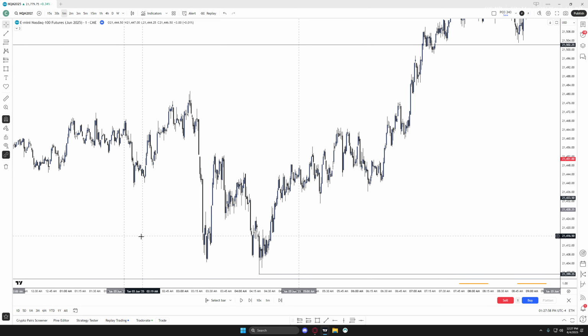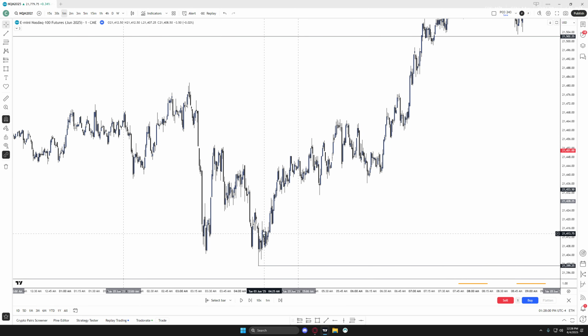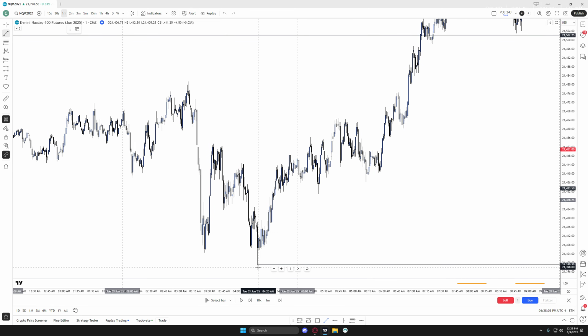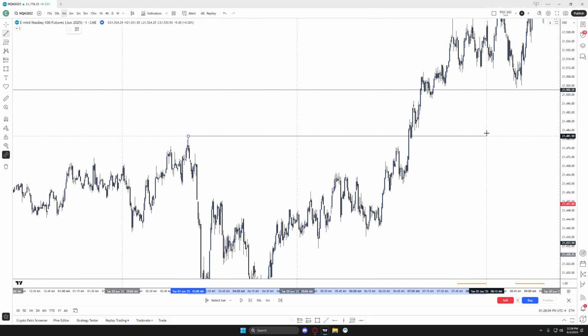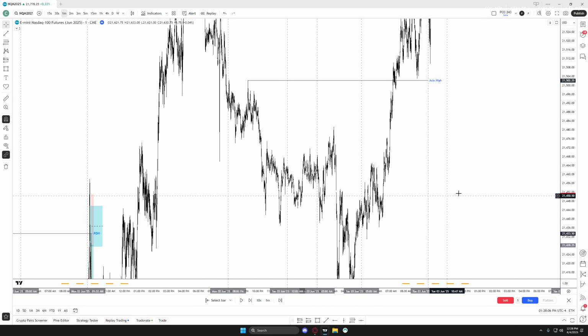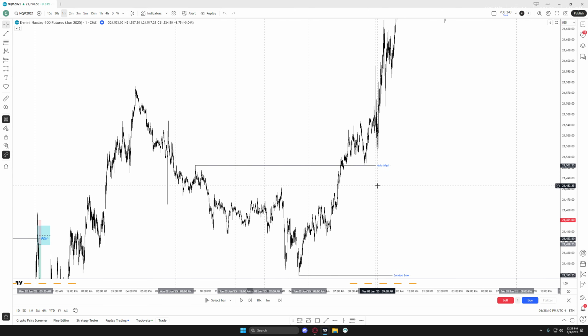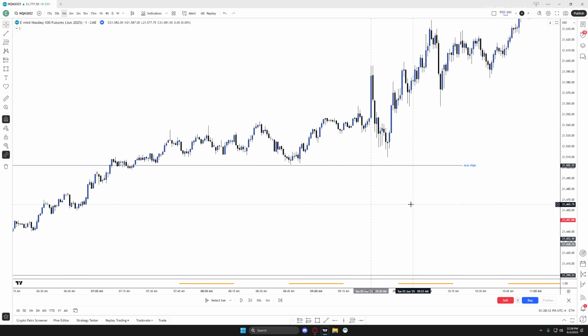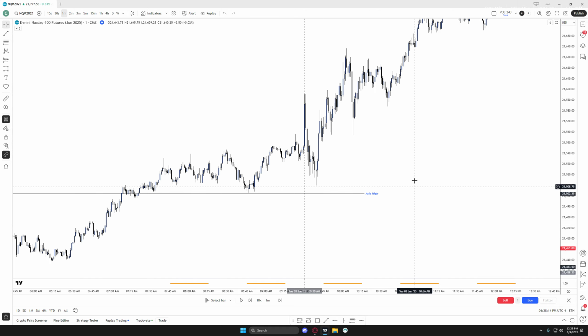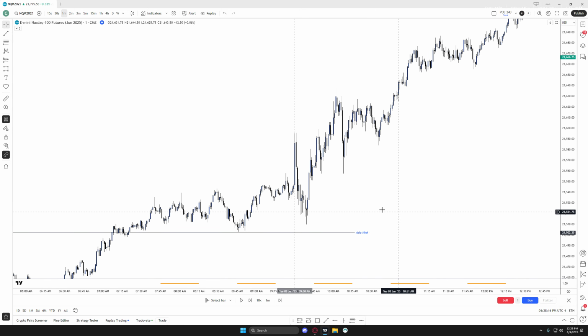Now we have 2 a.m. to 5 a.m. for the London session kill zone. Mark the London low and the London high. I'm only doing the most extreme of the two because it's Tuesday and I like to do that. Okay. Now we get to 9:30. We wait for one of those levels to get hit. As you can see, the level never gets hit.